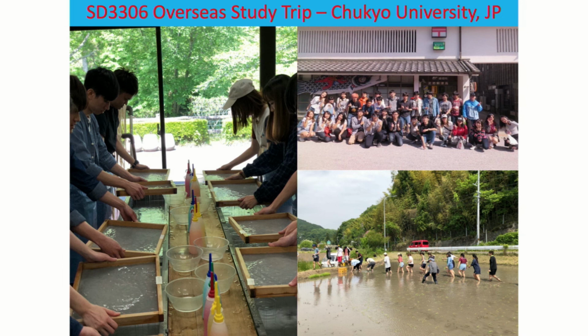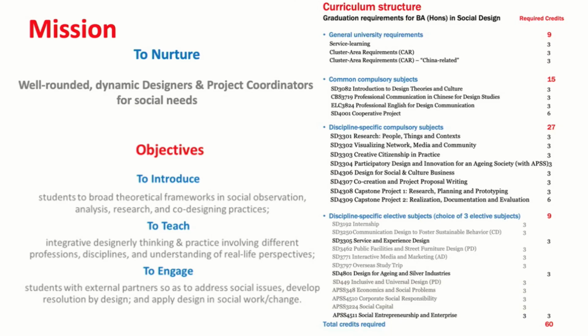So let's look at some more boring stuff, okay? So this is the official syllabus of our curriculum. Because this is a senior year program, we only require 60 credits for graduation, okay? So of course we have some general education, some from universities, and then we have some compulsory subjects.